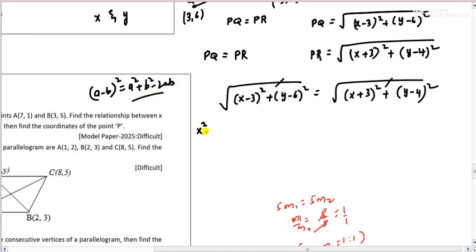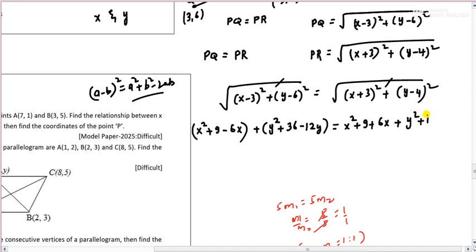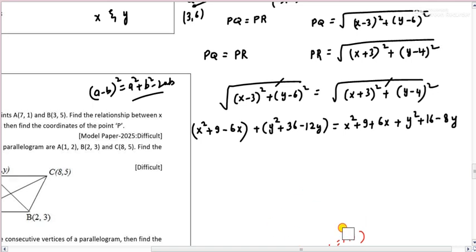So I'll get it as x square plus 9 minus 6x, right? And y minus 6 I'll get as y square plus 6 square is 36, and this is minus 12y. Similarly in RHS I get here x square plus 9 plus 6x, and this will be y square plus 16 minus 8y. Any doubt? No, sir. Just you have to equate, simplify.